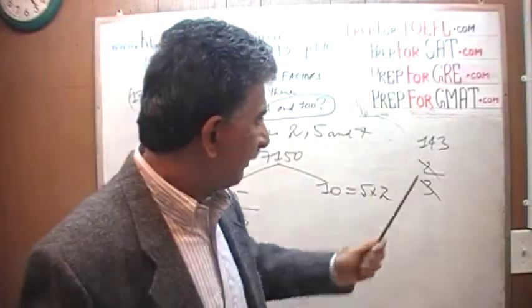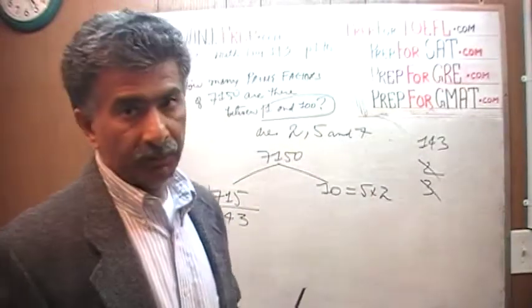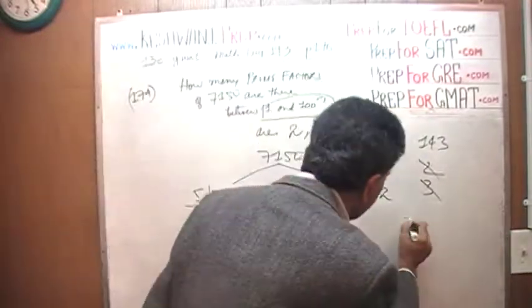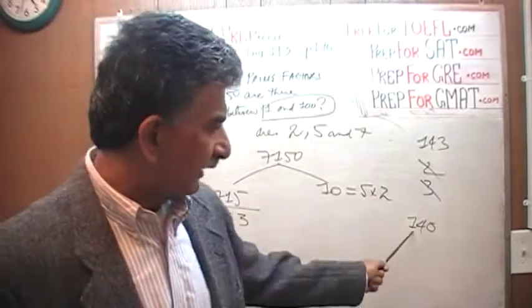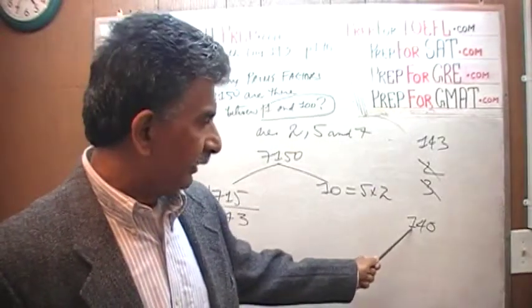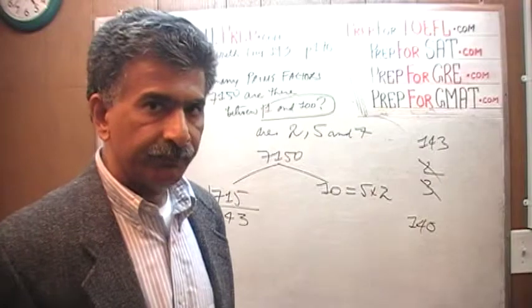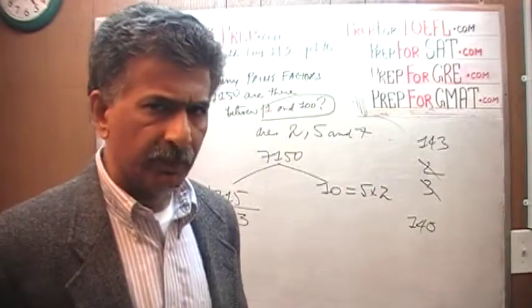Can we divide this by 7? No. The answer is no, because we know that 140 is divisible by 7, because that's just 70 times 2. And if we divide this by 7, we're going to have a remainder of 3.